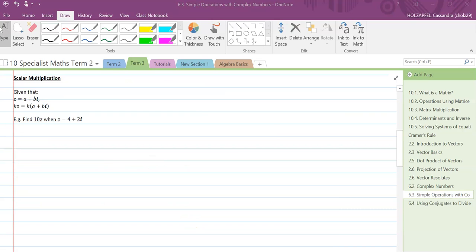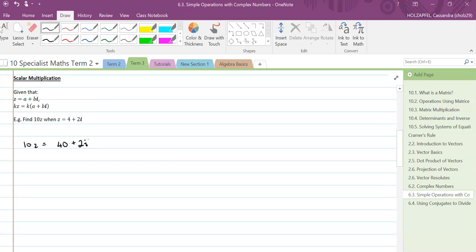So again, here's another really simple operation using complex numbers. With scalar multiplication, we have a single value that's going to multiply through every single thing in the complex number. So for example, I have z is equal to 4 plus 2i, and I want to find 10z. So all I'm going to do is multiply everything by 10. So 10z is going to be equal to 40 plus 2i.